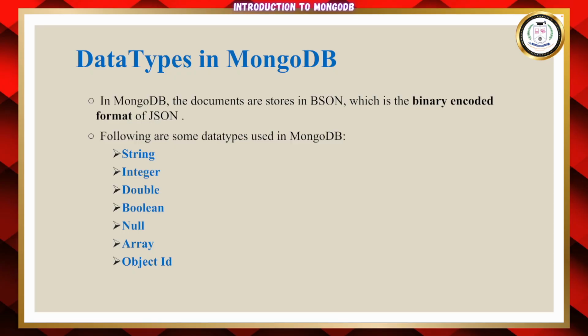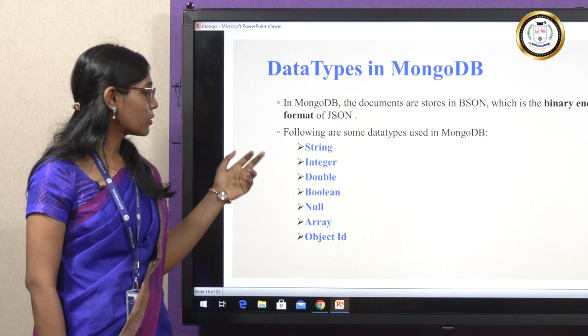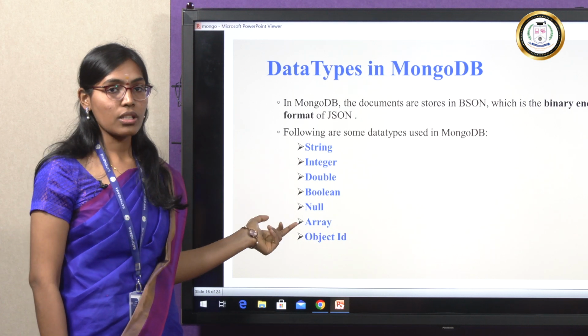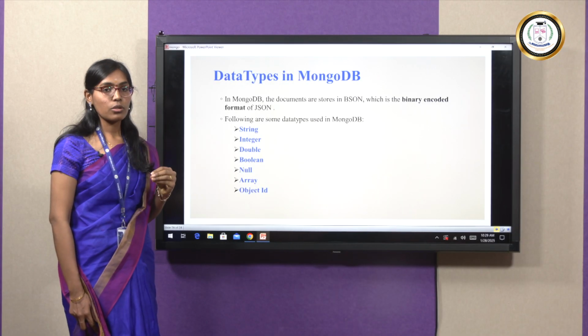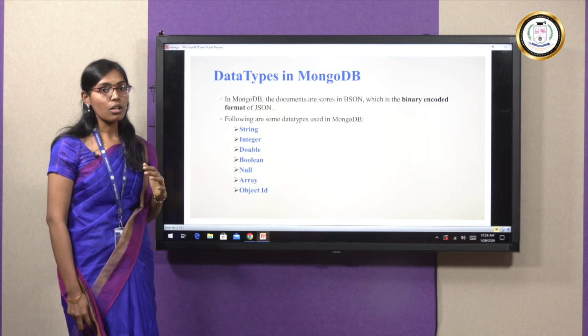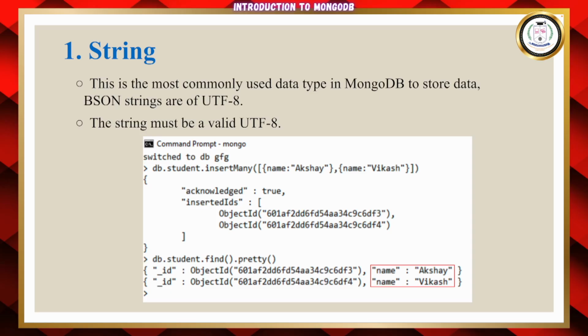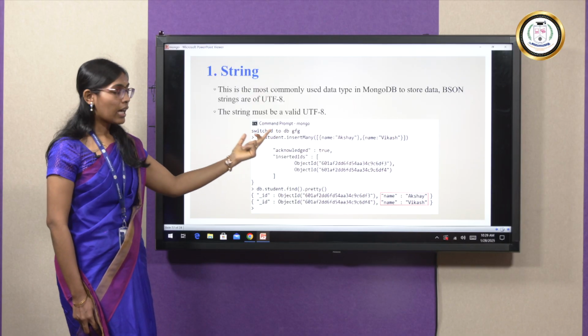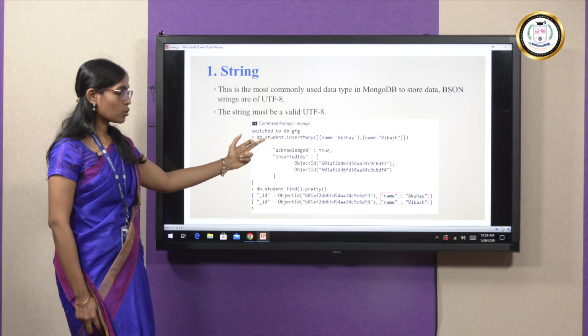Next we are going to see the data types inside MongoDB. These are the basic data types used inside MongoDB: string, integer, double, boolean, null, array and ObjectId. This is the first main thing you need to know about creating documents: what data types are available inside MongoDB. The first one is string. As we know, a string is a normal thing which consists of characters. So this is an example. They have created a database called GFG, and inside that database there is a collection called student.